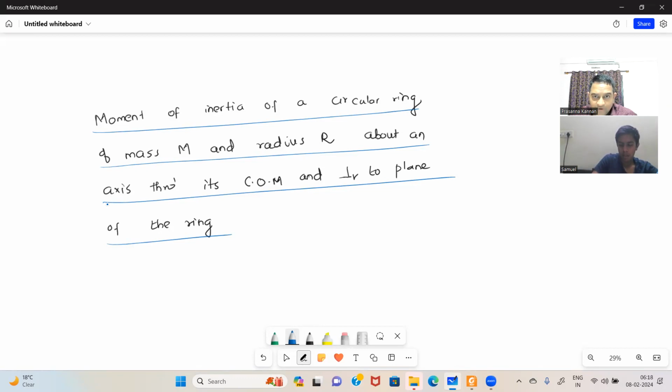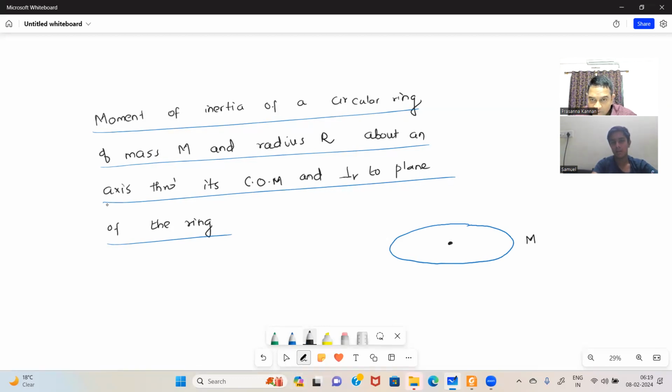We're going to find out the moment of inertia of a circular ring of mass M and radius R about an axis through its center of mass and perpendicular to the plane of the ring. Let's consider this ring. What is the mass of the ring? M.